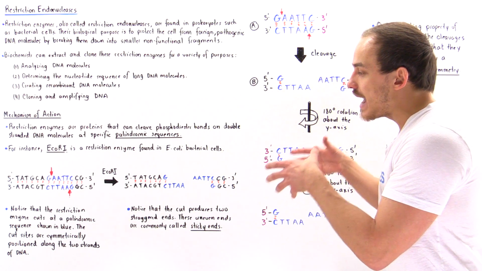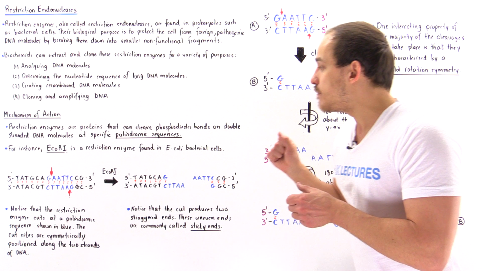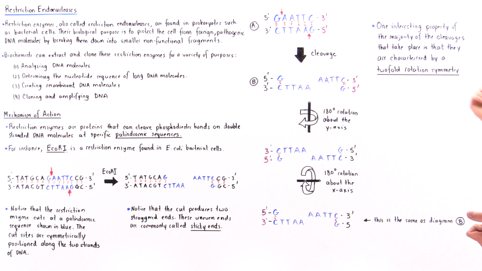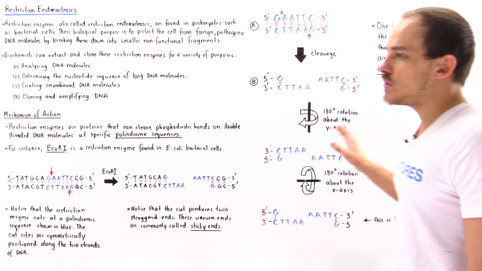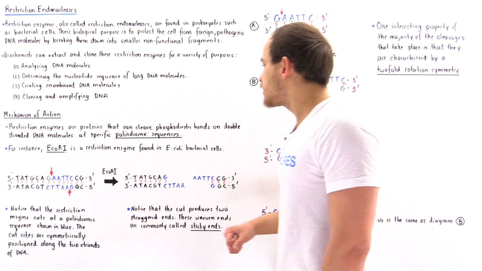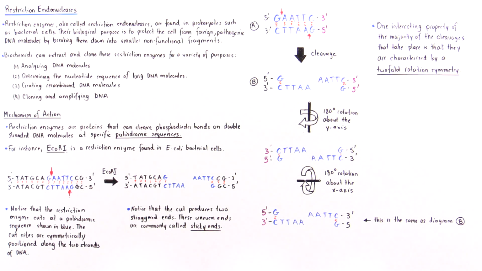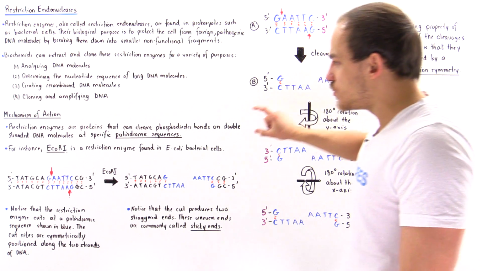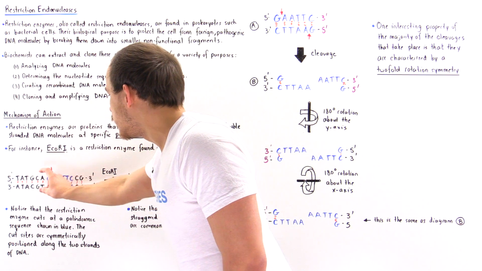the way we cut our double-stranded DNA molecule is to form a molecule that is characterized by a twofold rotational symmetry. So this should be rotational symmetry. So one interesting property of the majority of the cleavages that take place is that they are characterized by a twofold rotational symmetry. Now, to see what we mean by twofold rotational symmetry, let's take a look at the following diagram. So let's suppose we take just this blue sequence.